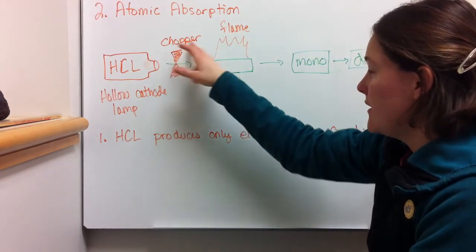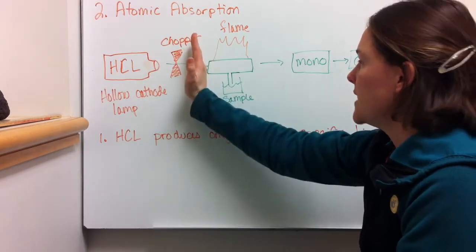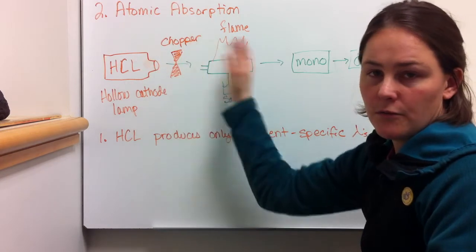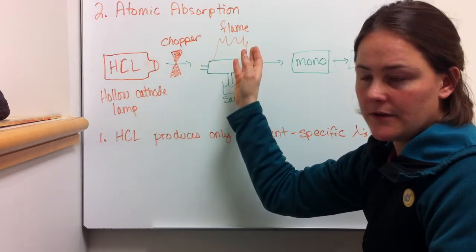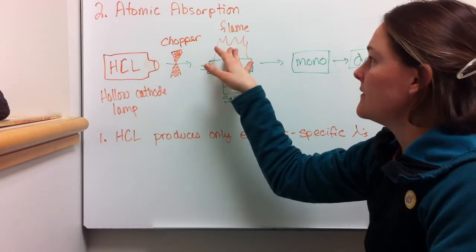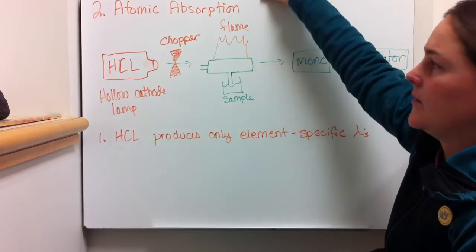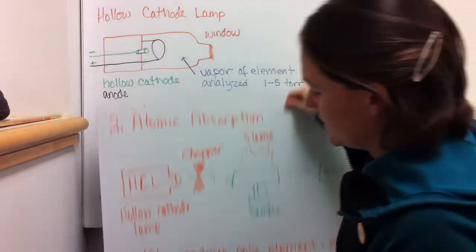So basically, with the chopper, sometimes you get to look at all the excited light. Sometimes you're going to have some that's taken away by the atoms in the flame, and sometimes you're just going to be looking at the contribution of the flame. So that can also help you increase your sensitivity.